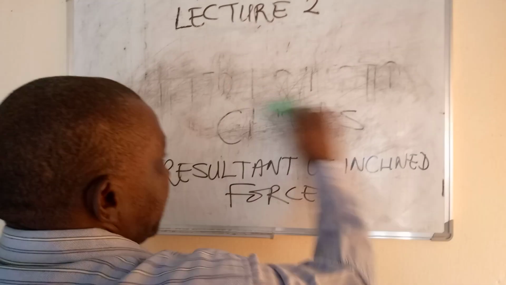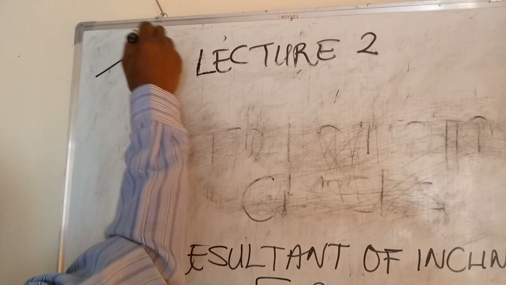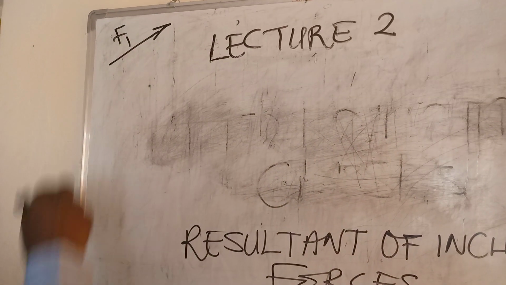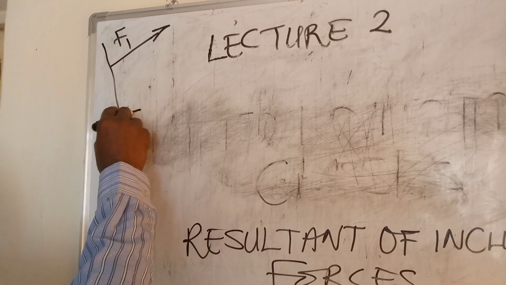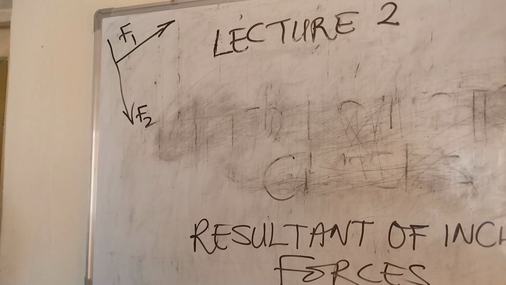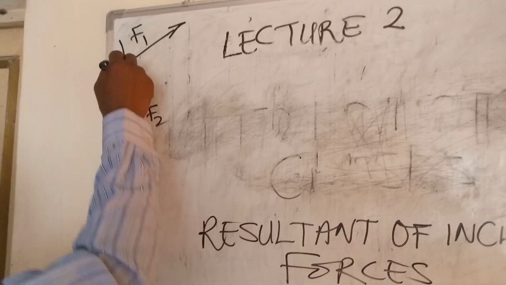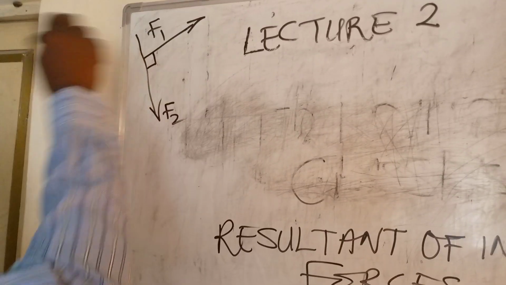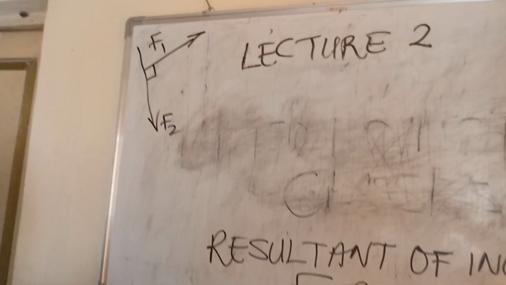Let's take for instance this. Look at this force F1, and there's another force coming this way, force F2, and let's say they meet at 90 degrees. Let's start from there. They meet at 90 degrees here. Now we're to get the resultant by the triangular method.